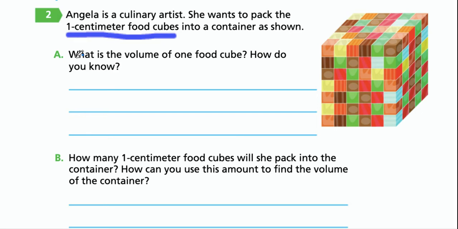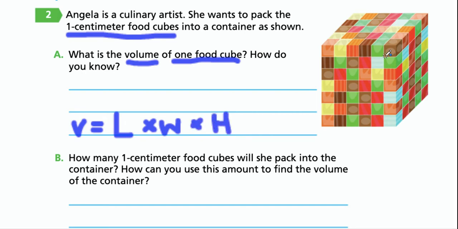The first question is, what is the volume of 1 food cube? So these are all the food cubes together. Let's look at this little tiny brown one because we can see all sides of it. That's one of them. So it wants to know, what is the volume of this little tiny brown cube right here, for example. Remember, the way we figure out volume is by doing length times width times height.